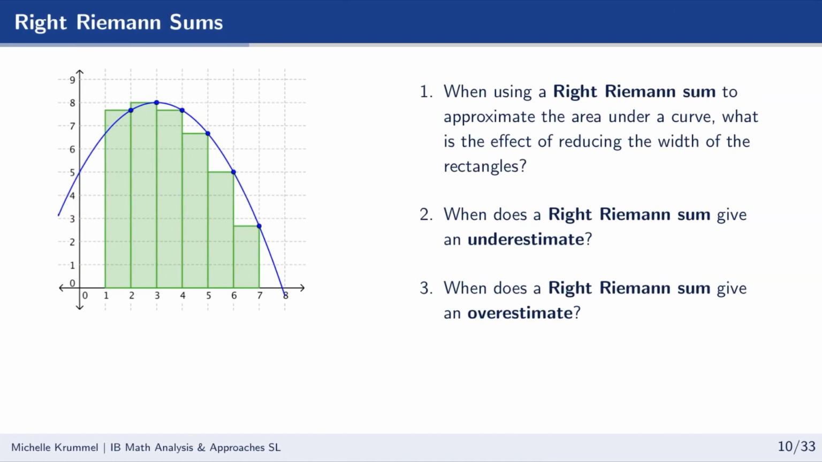Okay, when using a right Riemann sum, what is the effect of reducing the width of the rectangles? We're going to get a more accurate approximation. When does the right Riemann sum give an underestimate? So this time, you'll notice that we have an underestimate on this part of the curve here. That's where we have an underestimate, and that is where the function is decreasing. So it's the opposite of what it was when we used a left Riemann sum. For the right Riemann sum, if your function is decreasing, you're going to get an underestimate. If your function is increasing, you're going to get an overestimate.